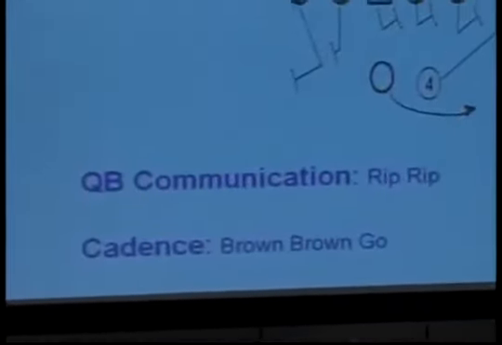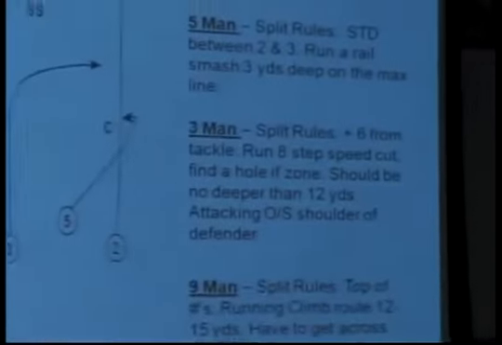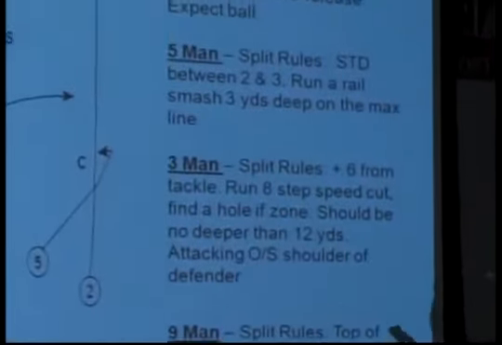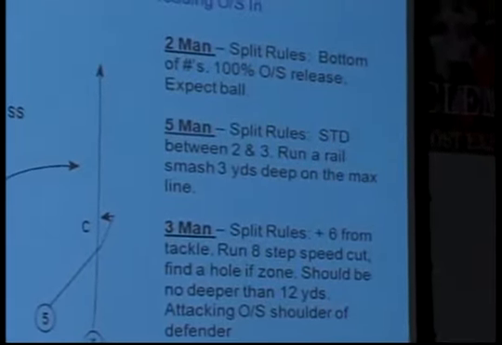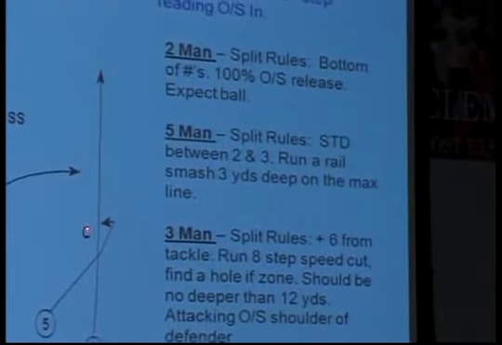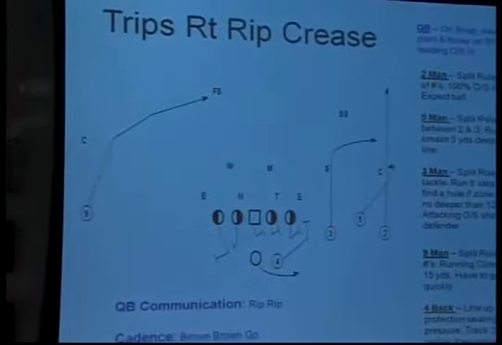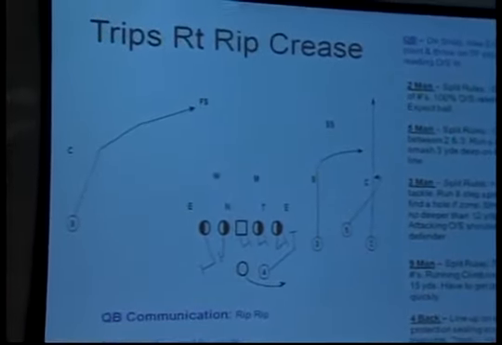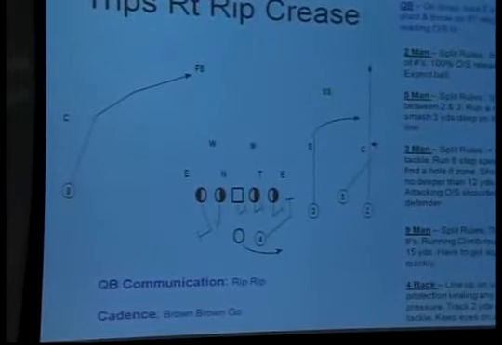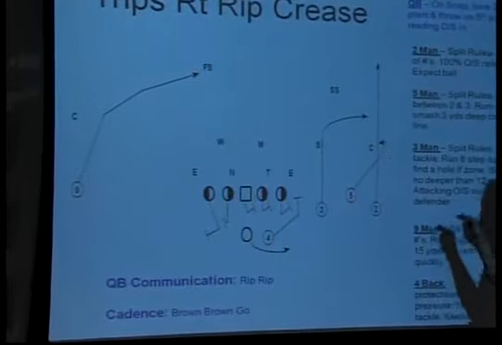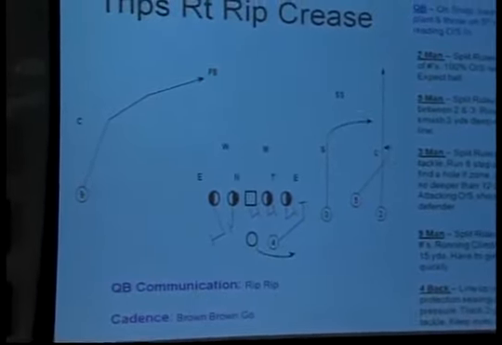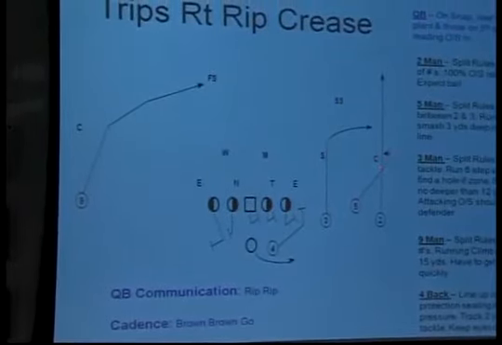Communication, the cadence is brown, brown, go. Working concept side, the two-man, your split rules are at the bottom of the numbers. Much like the sail, 100% outside release. Much like jacket, 100% outside release. Expect the ball. If they start throwing eyes inside, again, just like Arkansas Clear, we're going to get the ball outside. Five-man, your split rules. Split the difference between the 3 and the 2. Run a rail smash concept. In other words, where the red line is out here, we want to be 3 yards deep on the max line. 3 yards deep, attacking it and setting on that max line.